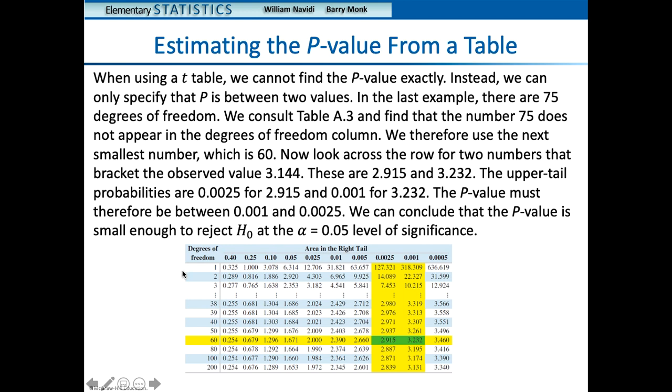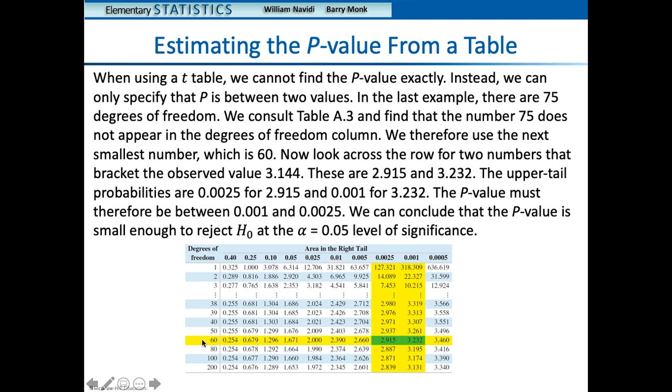And the column on the left is labeled degrees of freedom. So in that column, you want to find your desired degrees of freedom, which would be 75. Well, in this case, 75 does not appear on the table because it jumps from 60 to 80. So the rule of thumb in that case is that you should always choose the number that's closest but smaller. The closest number that's smaller is 60. So we'll choose the row corresponding to 60 degrees of freedom.